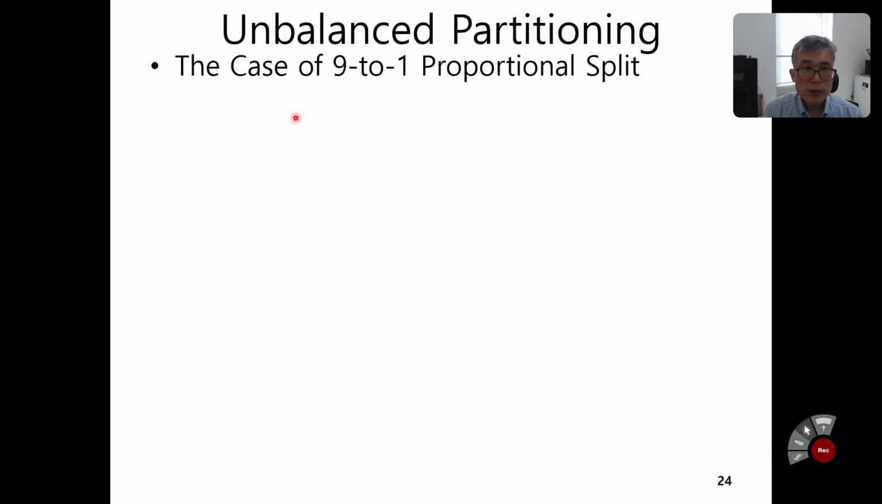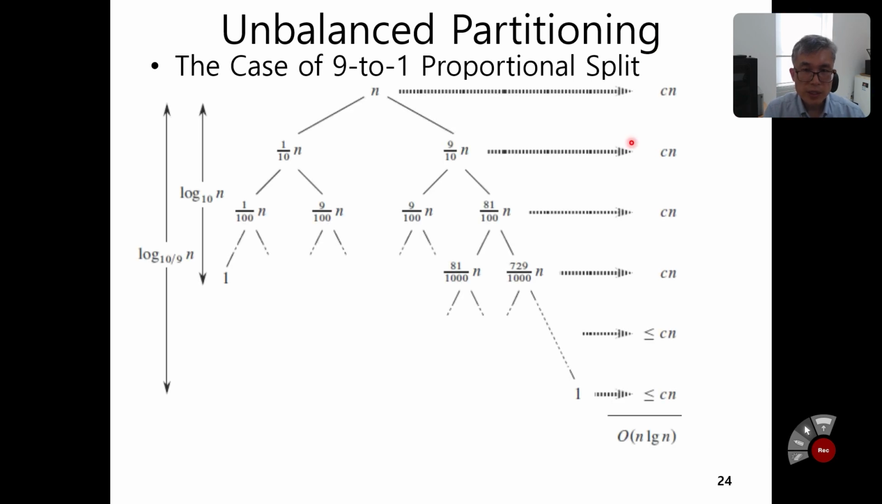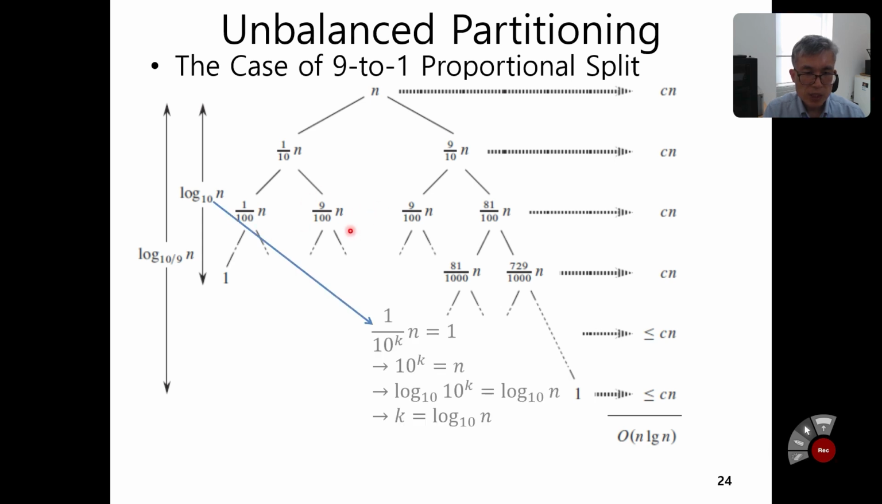So let's take a look at the case of a 9-to-1 partition split. 90% on the left-hand side and 10% on the right-hand side, something like that. So 10% and 90%, and we can keep going. The leftmost case is just 10%, and the right is 90%. In that case, we can calculate the height of the partition tree.